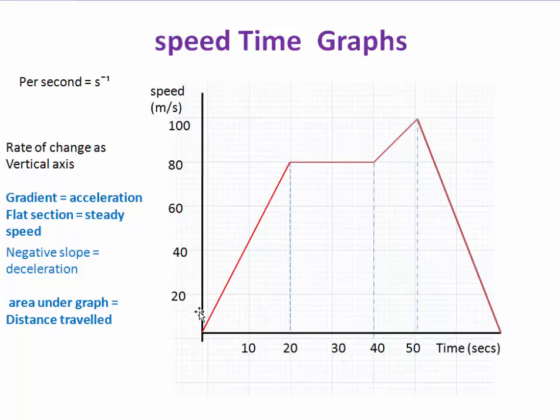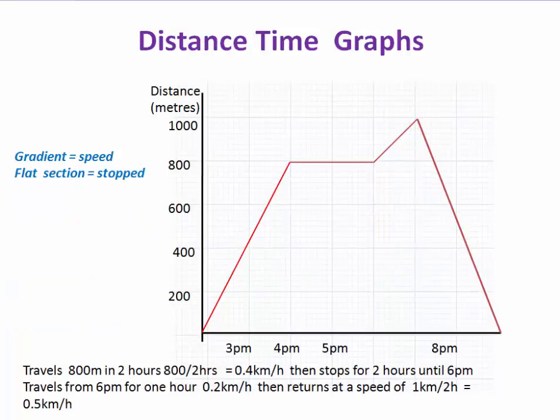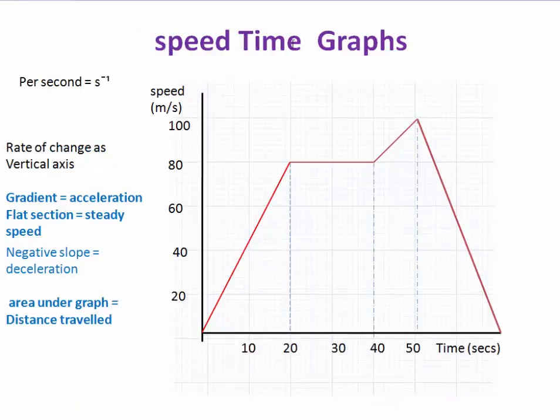So here we have the speed or the rate of change of something as our vertical axis and the time as our horizontal axis. The gradient is the acceleration. If you look at this graph, it's the same as the earlier one, but here we've got speed against time, rate of change against time. So the gradient of this line would be the acceleration.